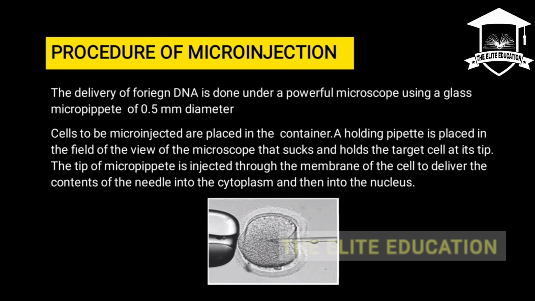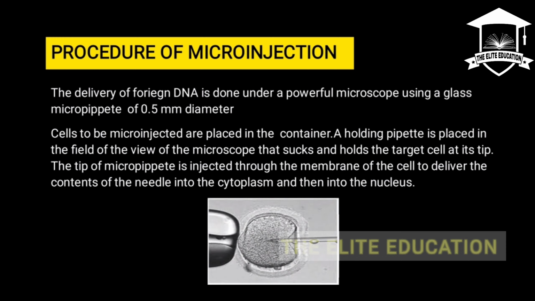So, the procedure of microinjection. The delivery of a foreign DNA is done under a powerful microscope using a glass micropipette of 0.5 mm diameter. Cells to be microinjected are placed in a container. A holding pipette is placed in view in the field of the microscope that sucks and holds the target cell at its tip. The tip of the micropipette is injected through the membrane of the cell to deliver the contents of the needle into the cytoplasm and then into the nucleus. So this is the structure.